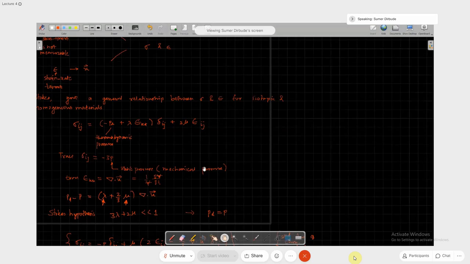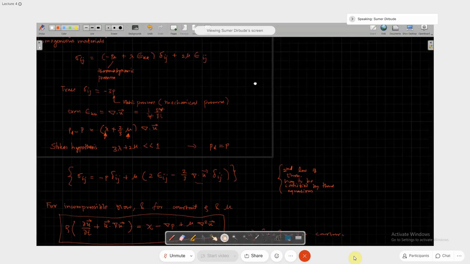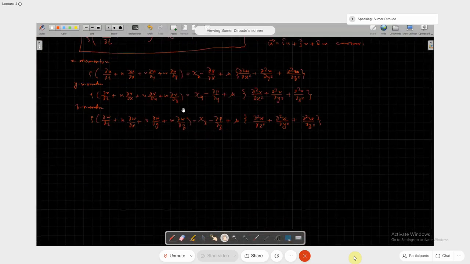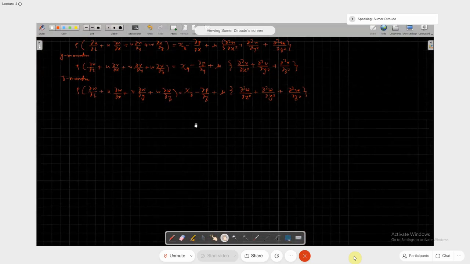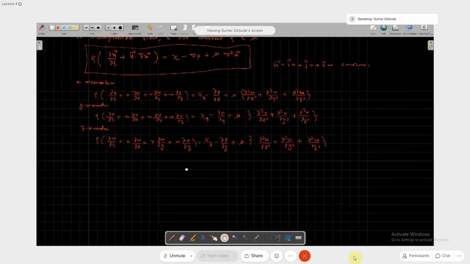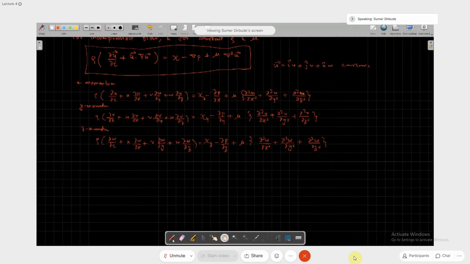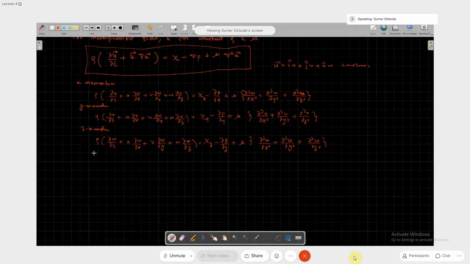Now comes the physical significance of this. What is the physical significance of this first term? What does this first term indicate? These are local terms, okay?